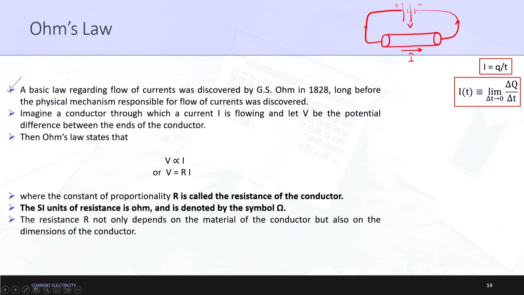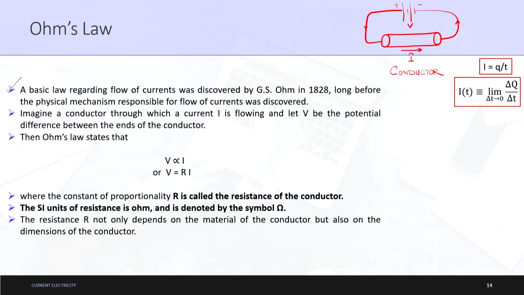So, here imagine a conductor through which a current I is flowing. Let us suppose that this is the conductor I was explaining to you. Let us say this cylinder is the conductor and through it a current I is flowing. Let us say this is the direction of flow of current, and let V be the potential difference between the ends of the conductor. One of the mechanisms through which we can maintain a potential difference between the left hand and the right hand is a battery. So, I just made a battery here, and due to that a potential difference was observed between the left hand and the right hand.